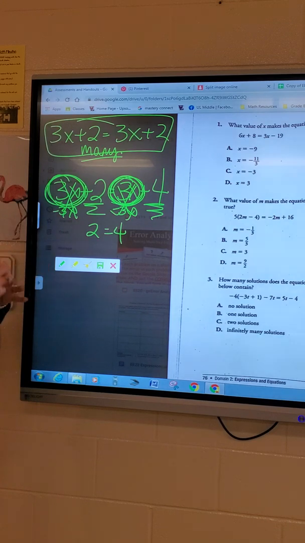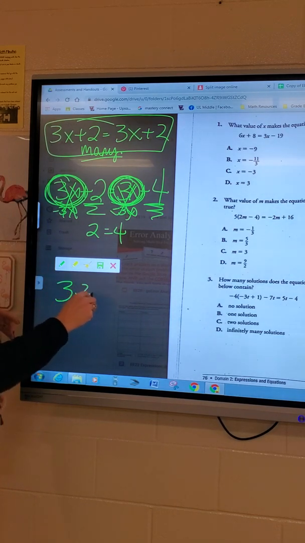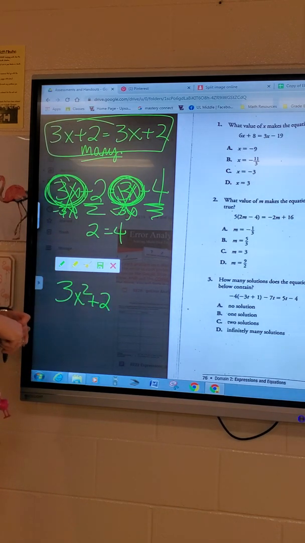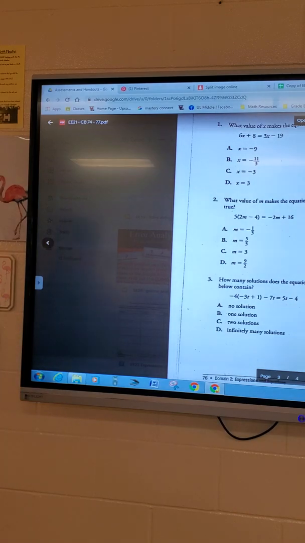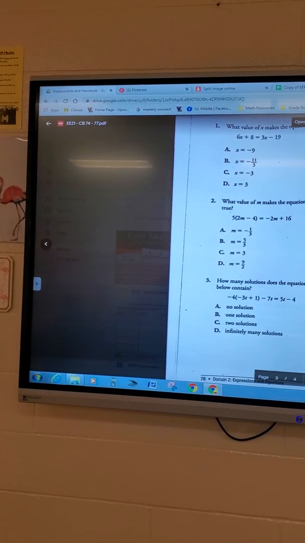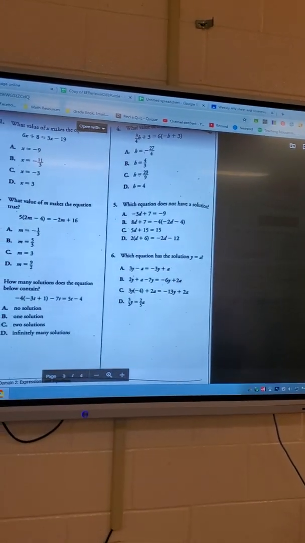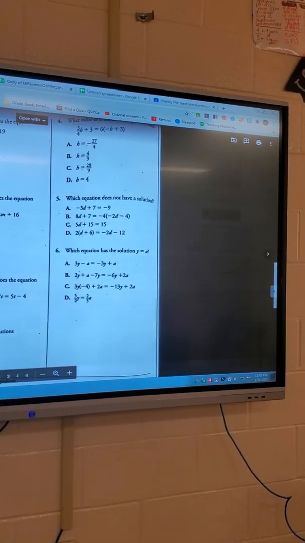Because you're going to get into this when your variables begin to have an exponent and you're going to have 2 solutions. Okay? But not with me. That'll come when you start doing quadratics. All right. Back to number 5 over here. That's just a little extra.